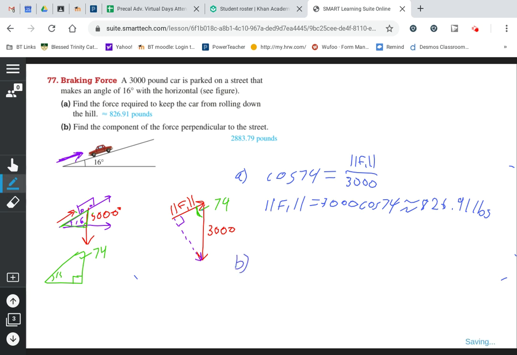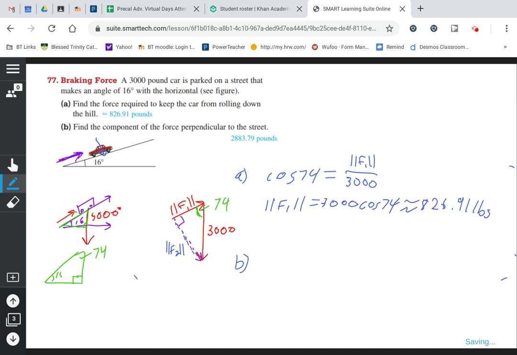And then for part B, it wants to know what would be the component form of the force. Find the component of the force. So it's looking for the magnitude going this direction from the ground. So basically, guys, we're looking for this other side right here of the triangle we just created.